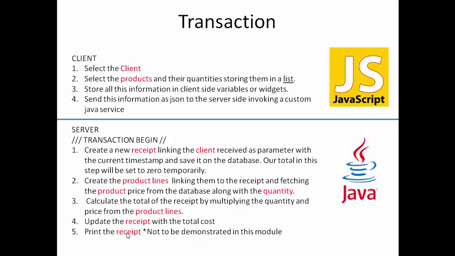But in order to print a receipt, we have to go into Jasper Reports, and that will be for a later module. So we're going to assume that the receipt is going to happen. We're just going to put a little comment to print out the receipt, and then the transaction will end. So just think that steps 1, 2, 3, 4 are done successfully, but if we cannot print the receipt, all of this has to be undone.